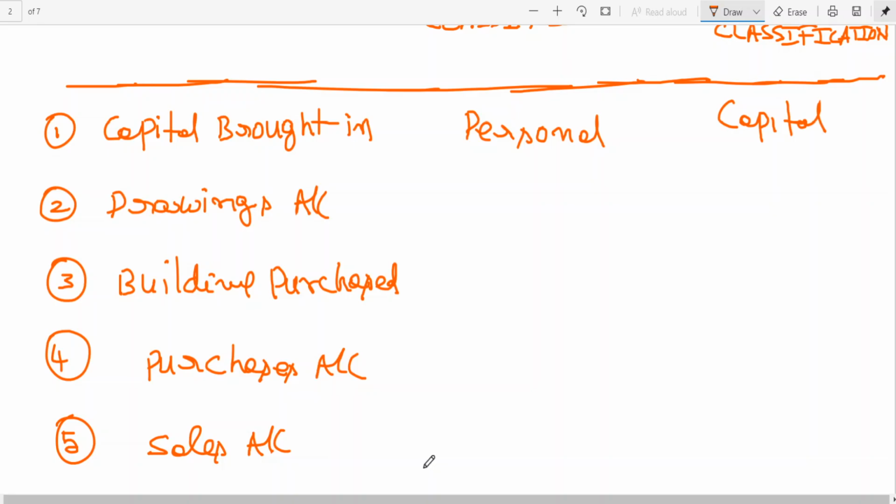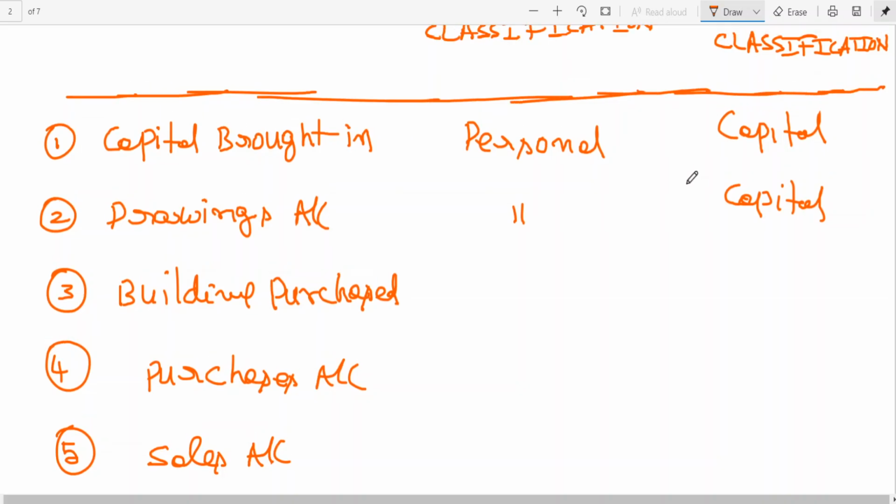Okay. Now drawings is also personal account. Capital is drawings also capital. Why? Because drawings is adjusted from capital. Adjusted means capital is amount invested by the proprietor. Drawings is amount withdrawn by the proprietor. It is also related to capital only. You don't have any asset classification like drawings. Capital and drawings also will be taken to where?